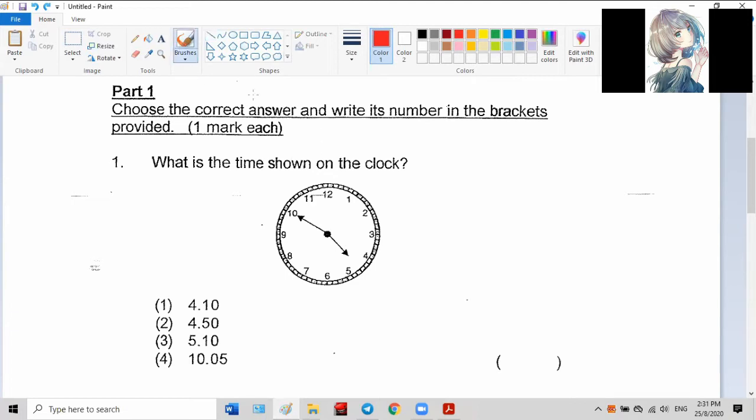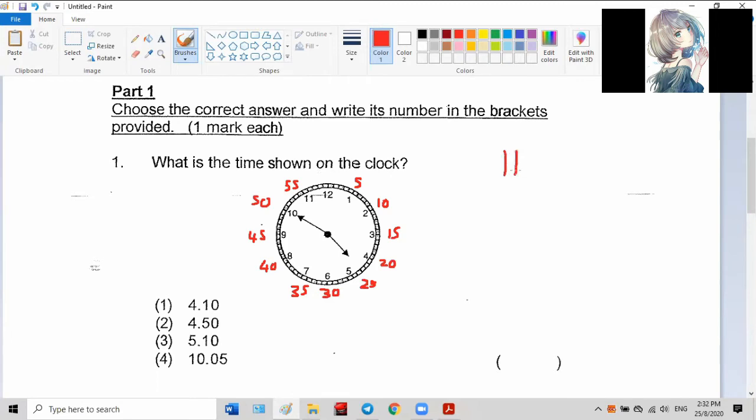And every number, you know how to count in 5s, right? Every number is 5 minutes, 10 minutes, 15 minutes, 20 minutes. Can you start counting for me? 25, 30, 35, 40, 45, 50, 55, and 60. But you know 60 is a new timing already, a new hour.